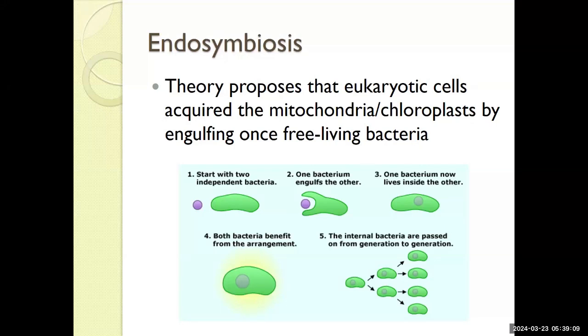Endosymbiosis describes a process by which two side-by-side prokaryotes were living in harmony until one engulfed the other. And for some reason, instead of digesting it down and eating it, one prokaryote was able to survive within the other. And furthermore, when the outer prokaryote divided, it was able to pass on the internal prokaryote to its offspring and thereby create a perpetual occurrence of this relationship.